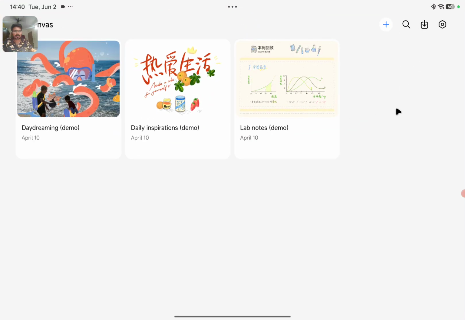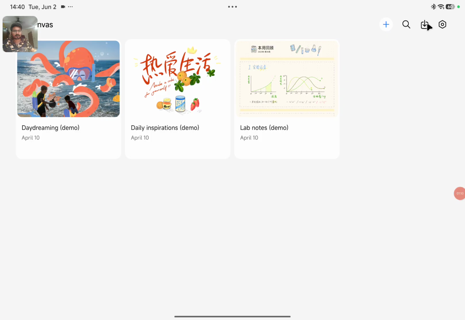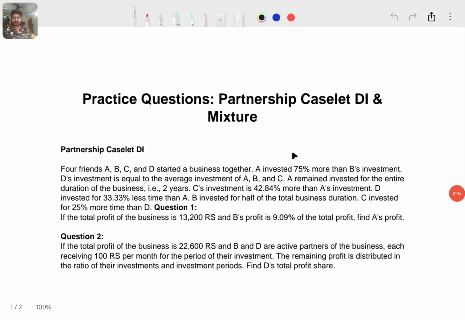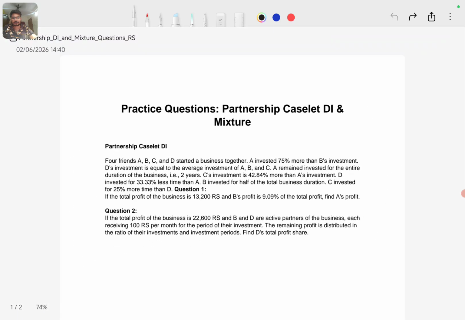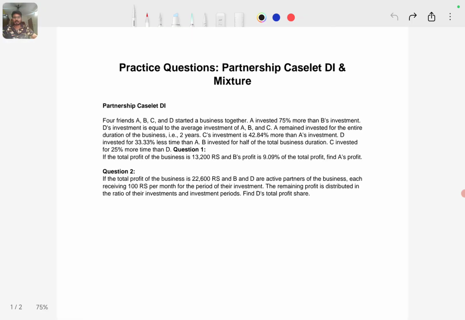So I will get that PDF here. Okay. So let's get started without any delay. So actually this partnership Caselet DA is being created by me, and this mixture question is also framed by me.